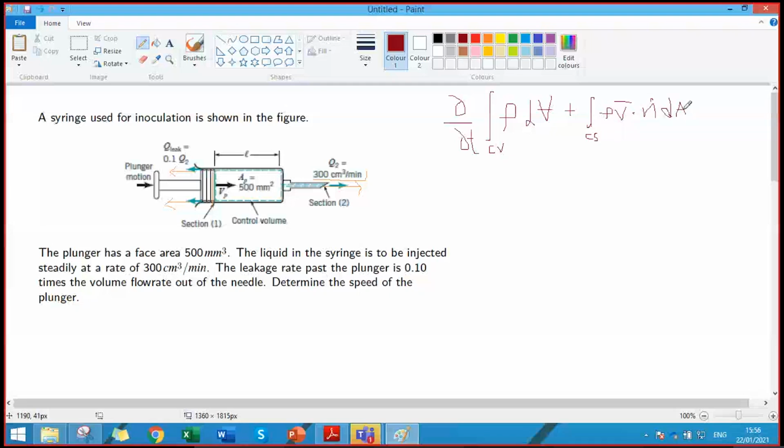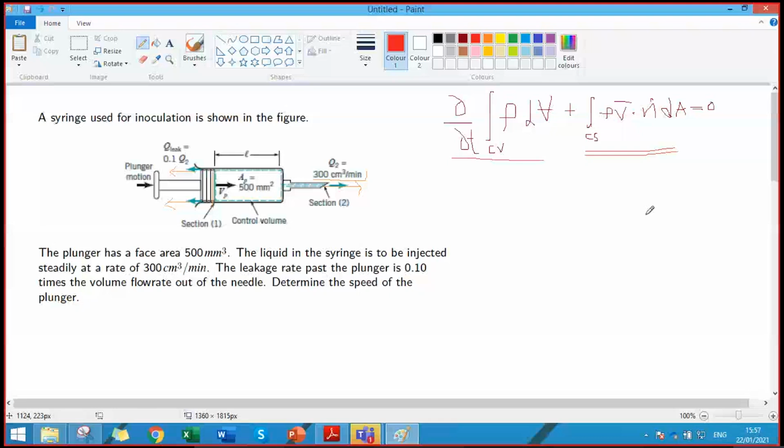What about the first term? Will it be 0 this time? No, sir. No, it will not be 0. We need to evaluate it. What about the second term? Yes, sir. No, it will not be 0.